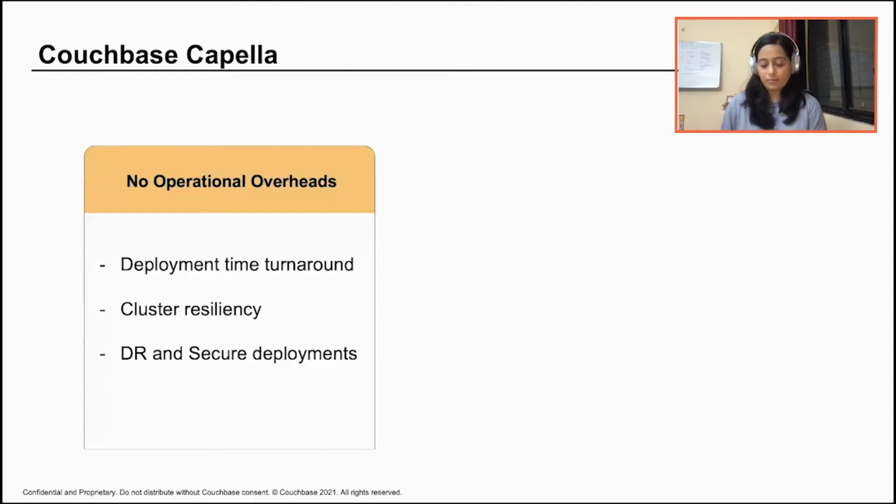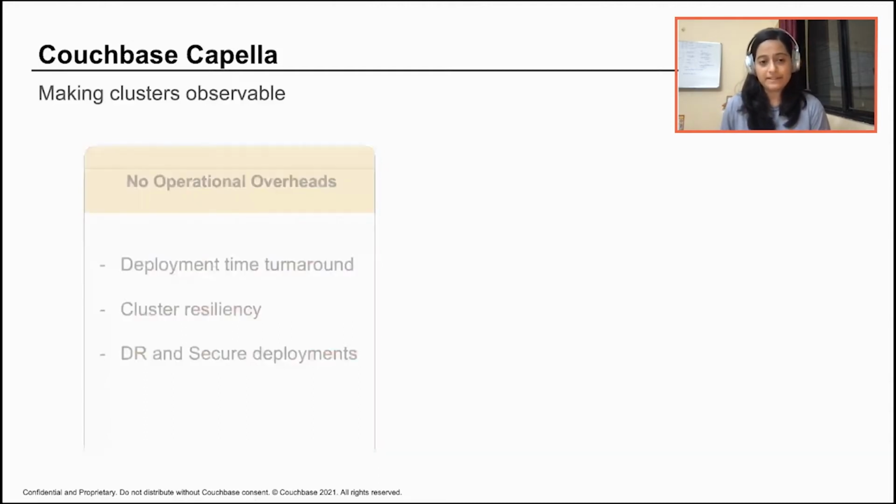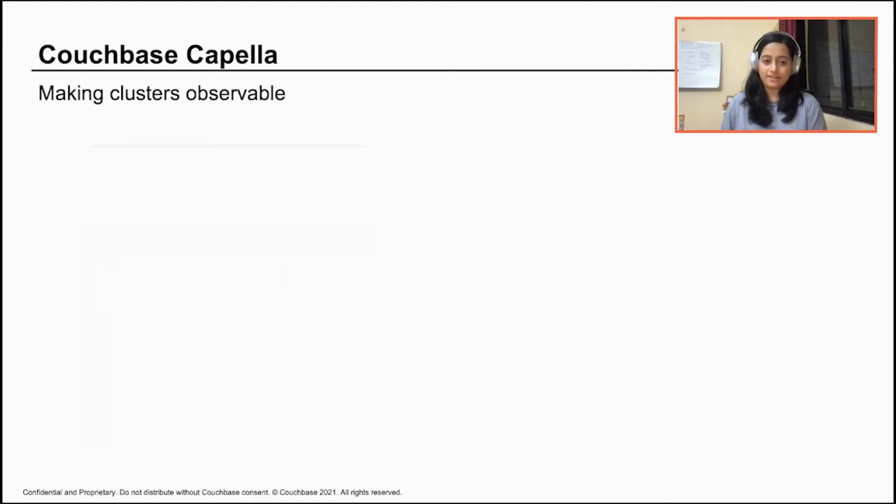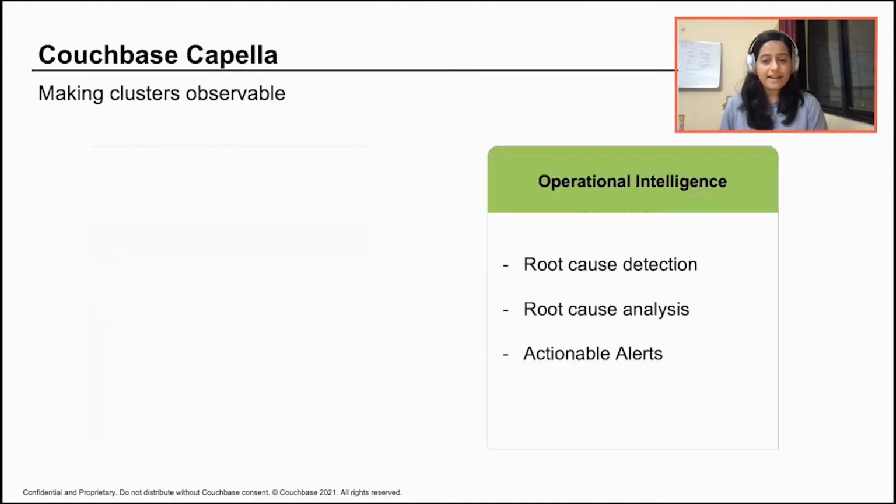But that being one side of the coin, the second side is making clusters observable. And that's where Couchbase Capella adds operational intelligence for your Couchbase clusters. You don't need to worry about any operations-related failures at this point, because Couchbase Capella will make sure that you can easily detect operational failures, you can analyze operational failures, also understand the reason why an operational failure occurred.